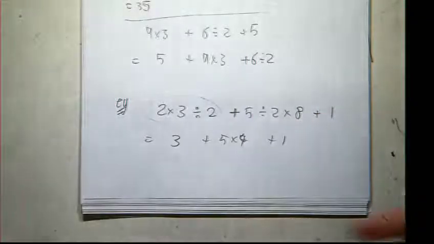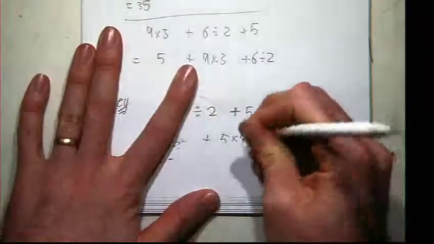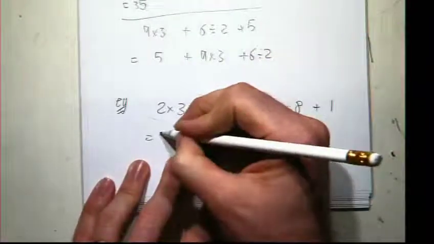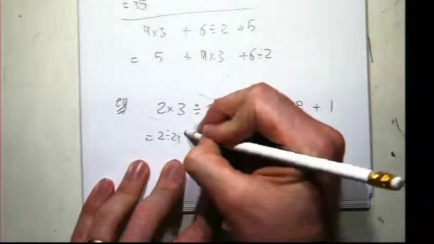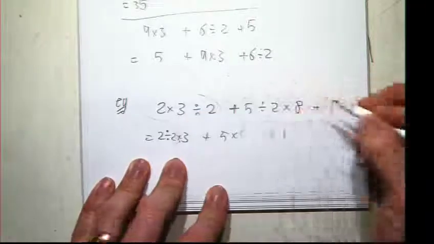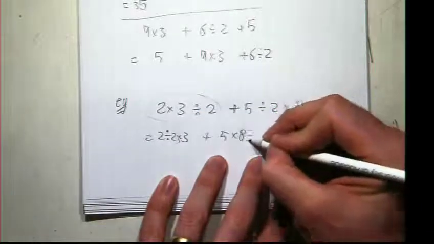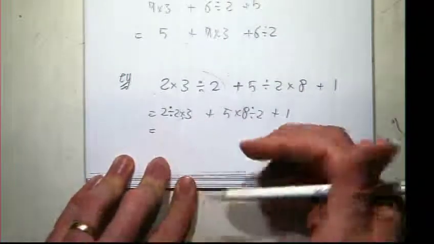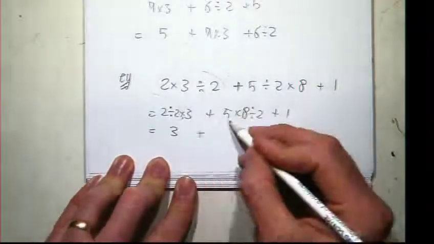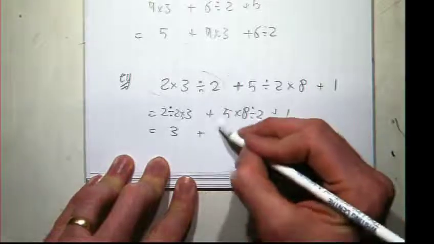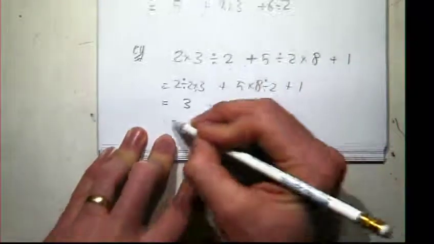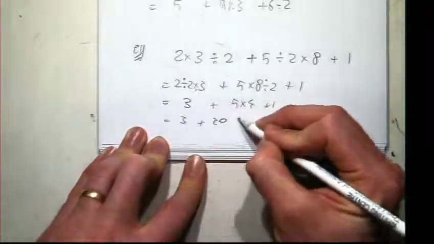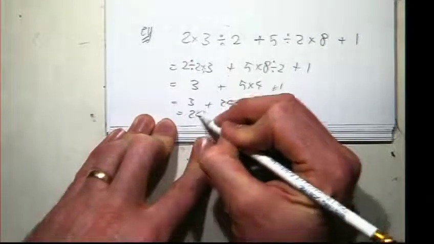So I've skipped several steps there and I'm going to write them in. I could just as easily go, well, 2 divided by 2 times 3 and 5 times 8 divided by 2. So 2 divided by 2 is 1, 1 times 3 is 3, 8 divided by 2 is 4. So I get 3 plus 20 plus 1, which is 24.